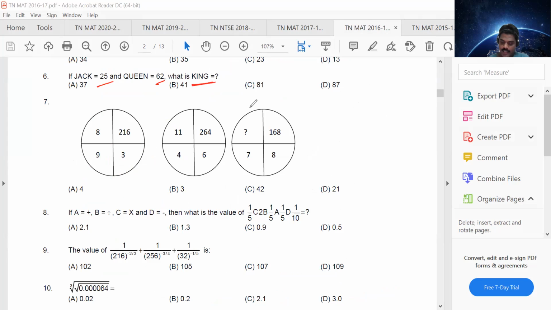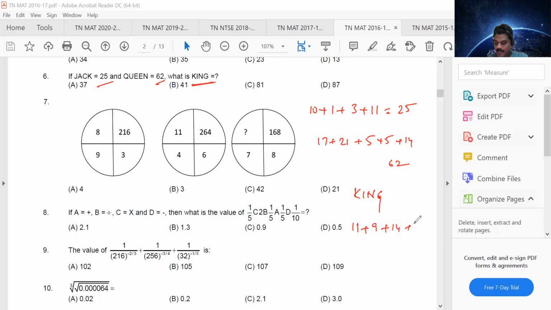So Jack, J is 10 plus 1 plus 3 plus 11. So 25. Queen is 17 plus 21 plus 5 plus 5 plus 14. That is 62. Right. So I want you to find the code for king. So that is 11 plus 9 plus 14 plus 7. So the answer would be 41. Right. Very easy and very simple one.